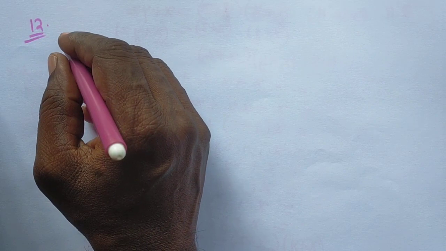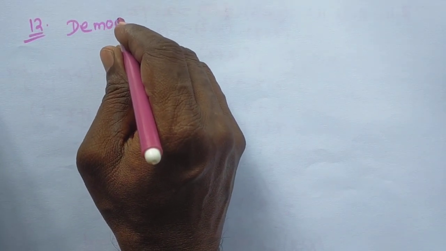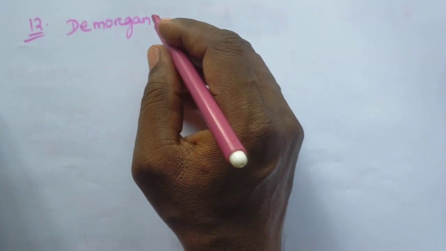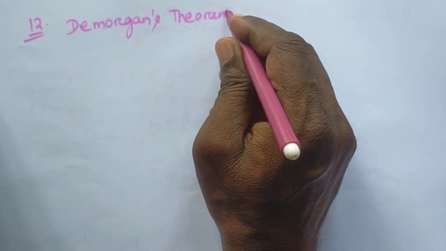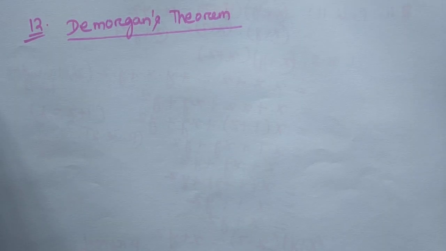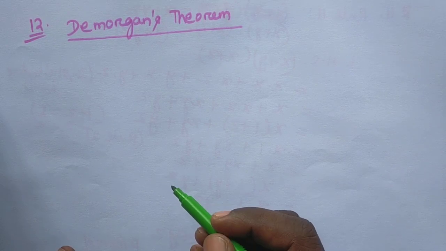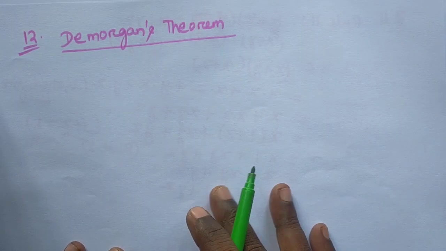The 12th rule, De Morgan's theorem. We can write De Morgan's theorem. It is a very important theorem. Now see how to prove it, or what is the concept of that. But you have to remember this particular theorem.